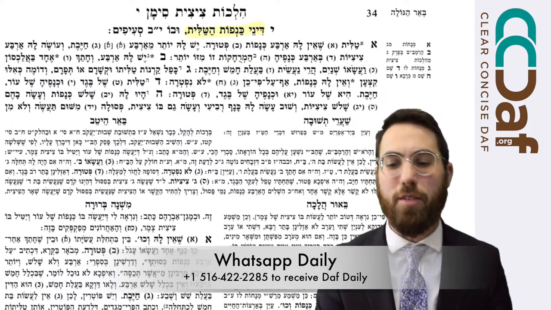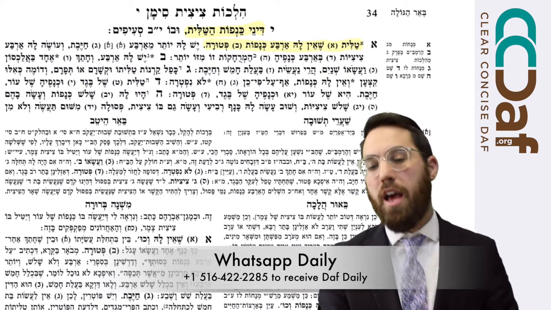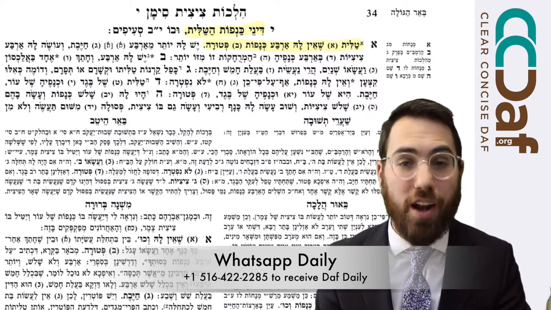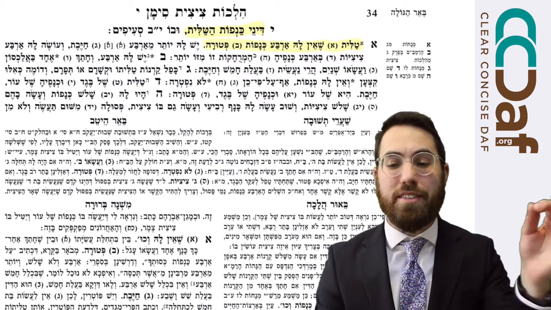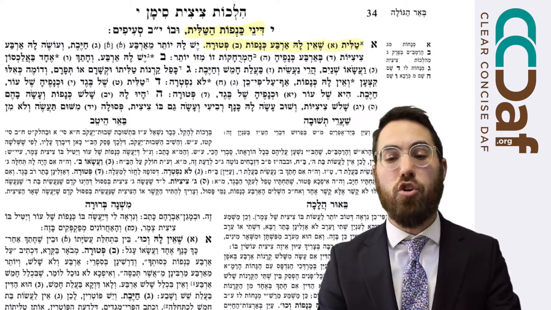So we begin with the Mechaber, who says, "Talis ein lo arba kanafayim, patur." And I think this is the most basic halacha of all tzitzis that everyone knows. When is there an obligation of tzitzis? When there are four corners. If there are not four corners, then you are patur.